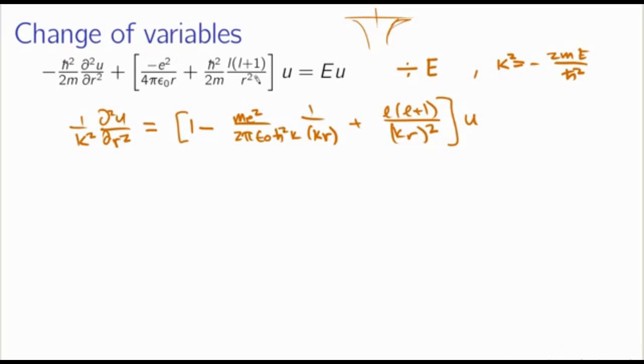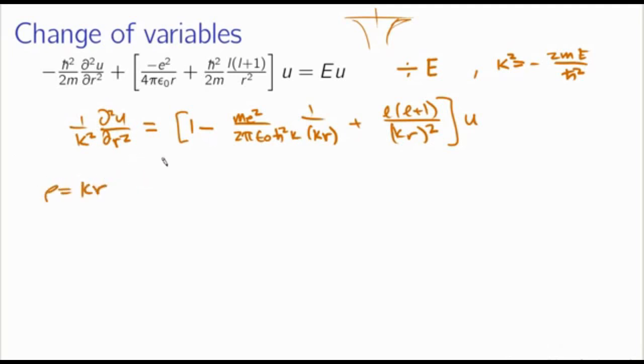And the h bar squared over 2m_e again gets us a k squared r squared in the denominator in this term, with the usual l(l+1) on top. So this pretty clearly suggests that we should make some change of variables. We have these kr's, which always sort of appear next to each other. So let's make the change of variables rho is equal to kr.